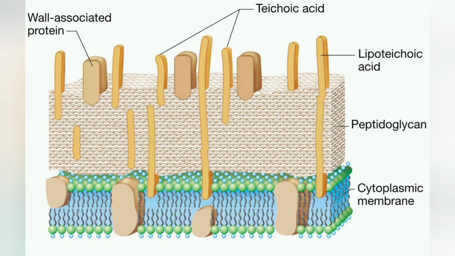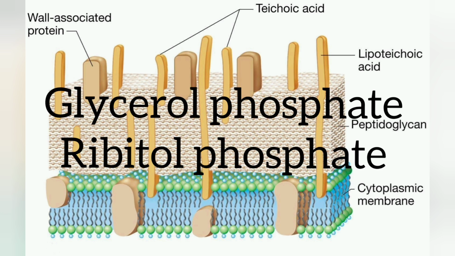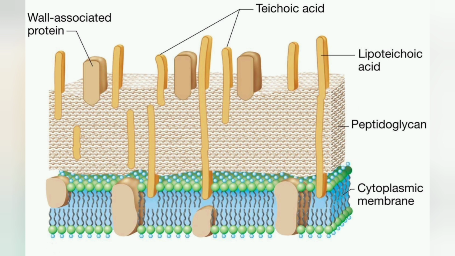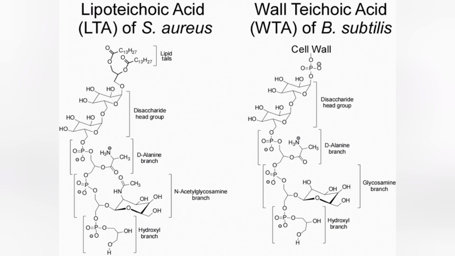Lastly, we have teichoic acid. Teichoic acids are fibers located in the outer layer of the gram-positive cell wall and extend from it. They are composed of polymers of either glycerol phosphate or ribitol phosphate. Some polymers of glycerol teichoic acids penetrate the peptidoglycan layer and are covalently linked to the lipid of the cytoplasmic membrane, in which case they are called lipoteichoic acid. Others anchor to the muramic acid of the peptidoglycan.